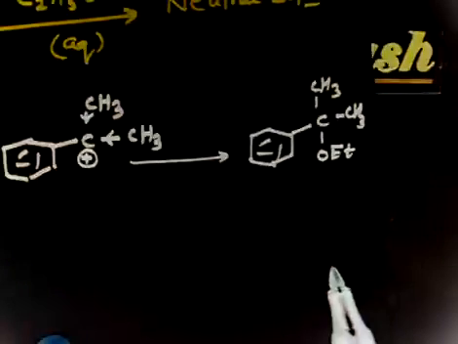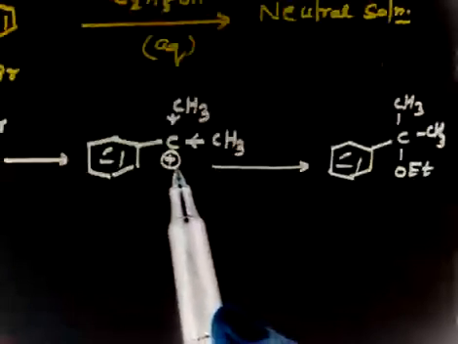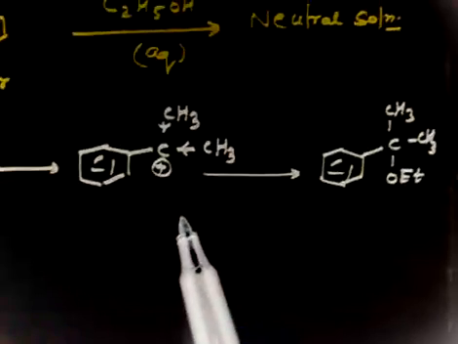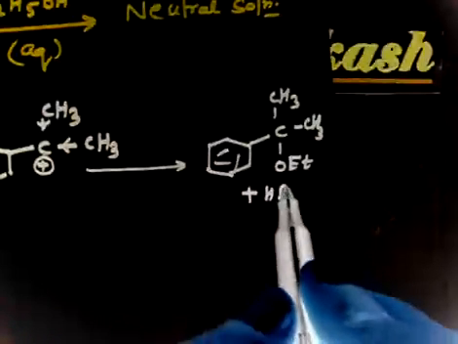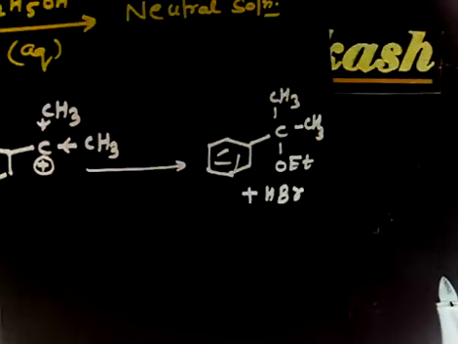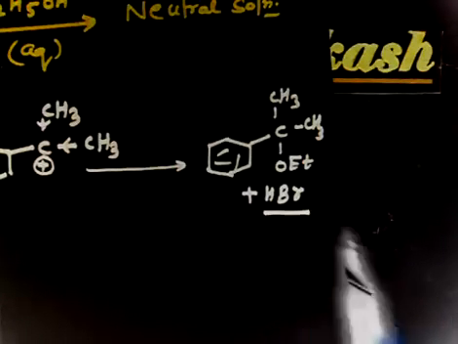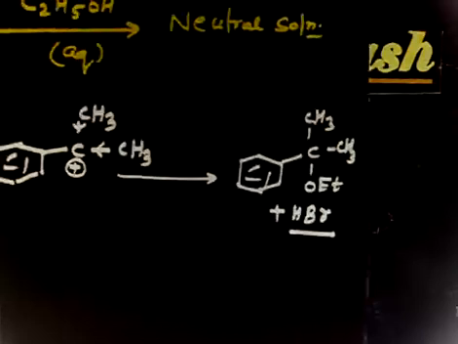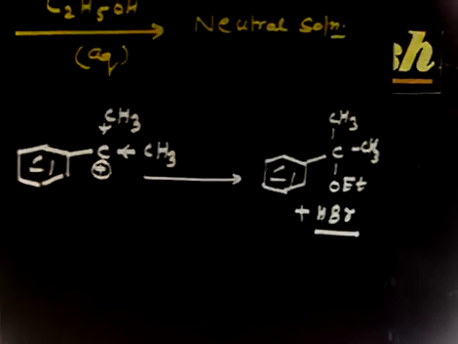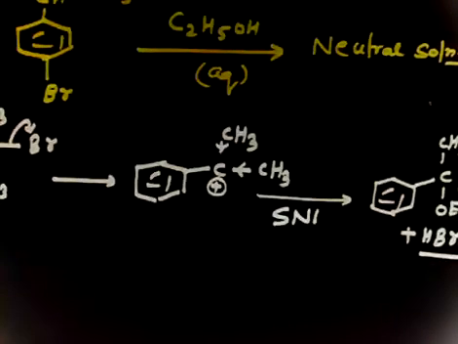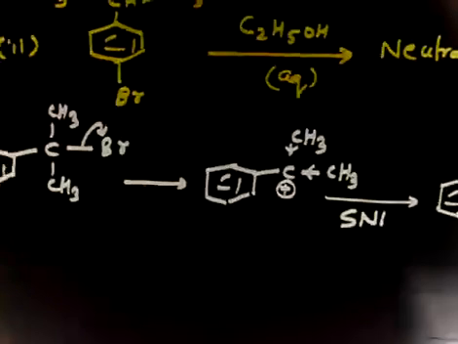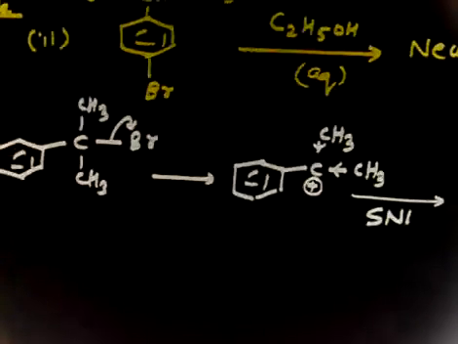Now what is lost? One bromine is lost from here and one H plus is lost from OEt. So I will also have a product HBr. You see, in this reaction I am getting a product HBr that is acidic in nature, so the solution becomes acidic. Now in this case the mechanism followed is SN1. Why is the mechanism SN1? Because a carbocation is formed, this carbocation is resonance stabilized, and that's why this reaction takes place.